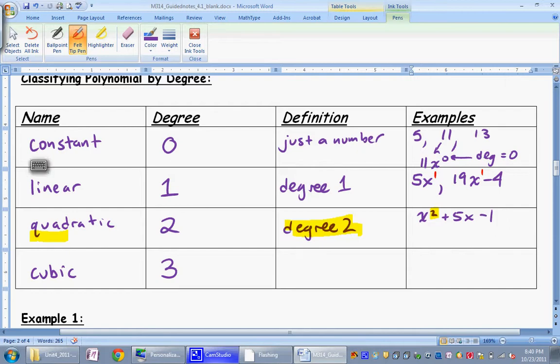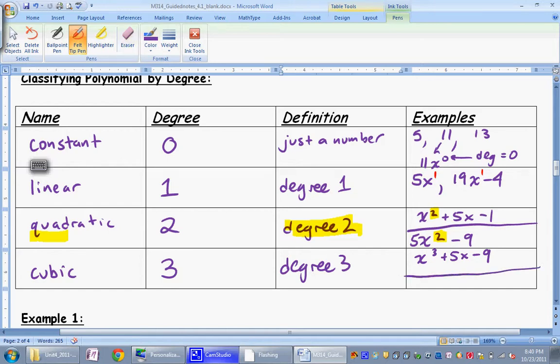Another one I could give you, say, would be 5x squared minus 9. That's a quadratic as well. The reason is the degree is 2. This would be a quadratic binomial. And then a cubic, its degree is 3. So say x cubed plus 5x minus 9, that's a cubic trinomial. The thing that makes it cubic is that degree of 3.